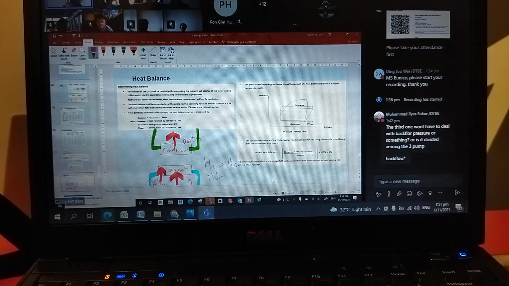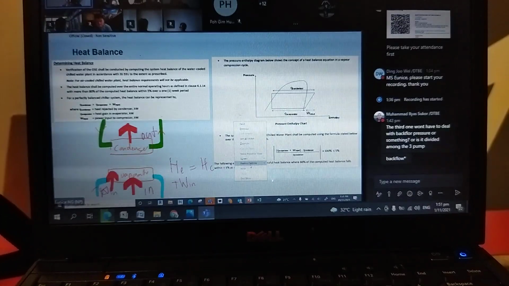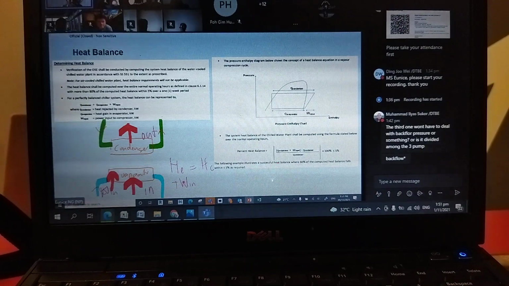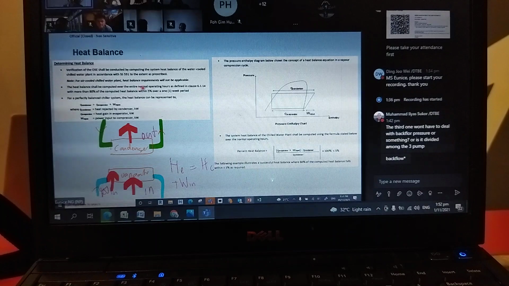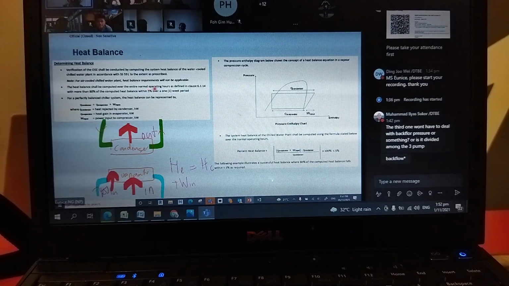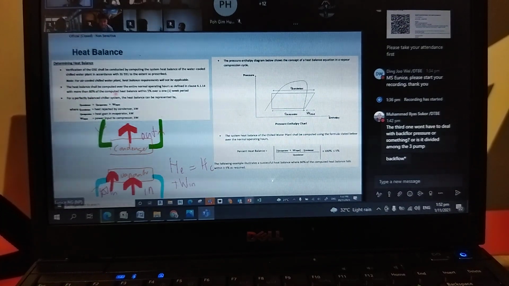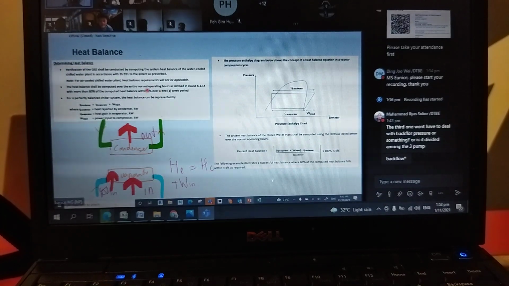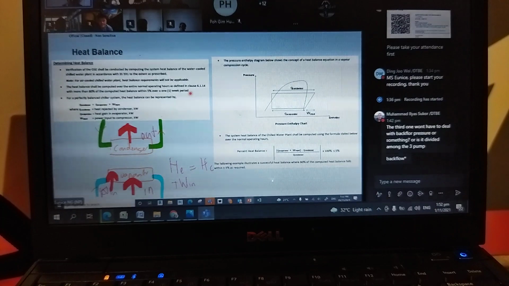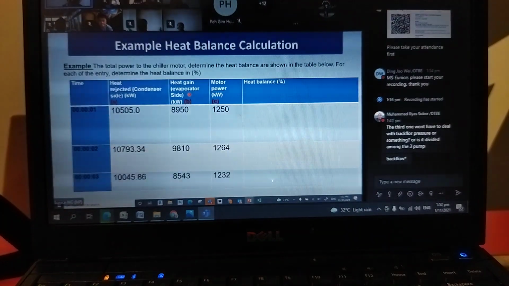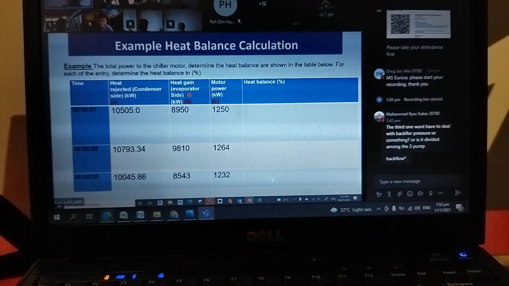So what I'm trying to say here is, whatever goes in must equal whatever goes out. But the heat balance is evaluated under the normal operating hours. That means for an office building it is 9 to 6 as specified. If you have 80% of the data, the heat balance must be between plus minus 5% over 1 week. So what does the energy auditor do?